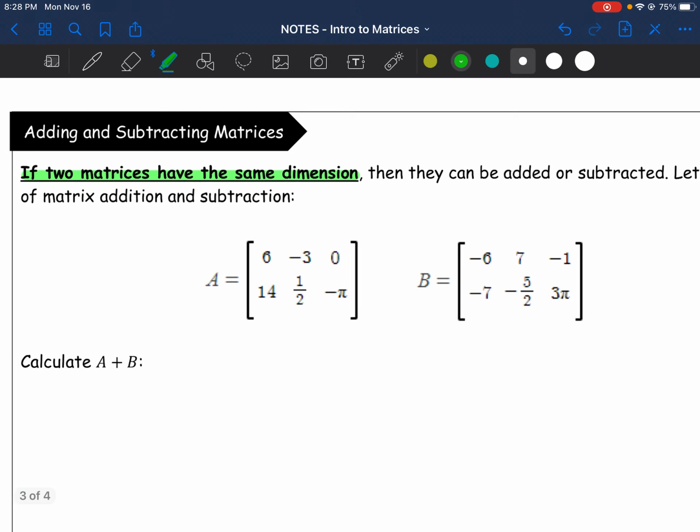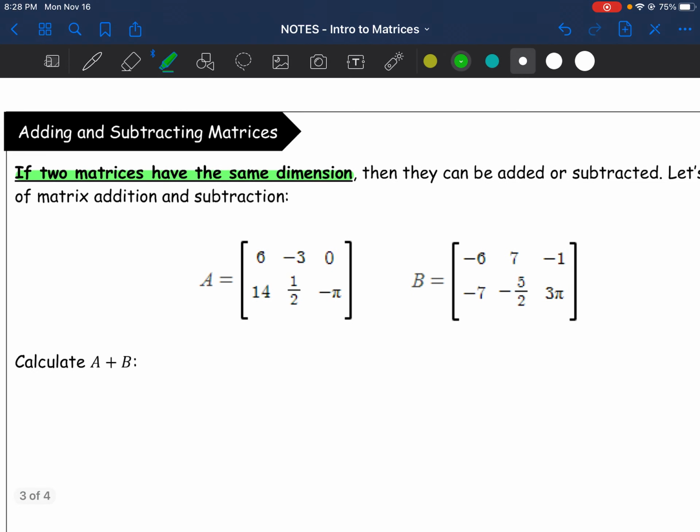So matrix A is going to be a 2 by 3 matrix. Matrix B is also a 2 by 3 matrix. So they both have the same dimension, meaning they can be added and subtracted. So here's how addition would work, and it's pretty straightforward here.